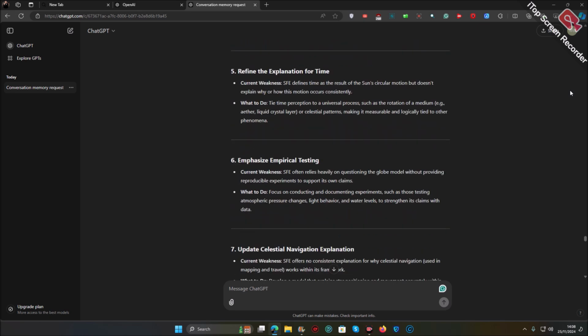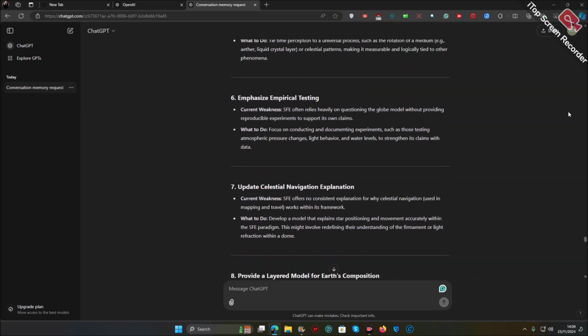Number 5, refine the explanation for time. Current weakness: SFE defines time as the result of some circular motion, but doesn't explain why or how this motion occurs consistently. What to do? Tie time perception to a universal process such as rotation of a medium, e.g. ether, liquid crystal layer, or celestial patterns, making it measurable and logically tied to other phenomena.